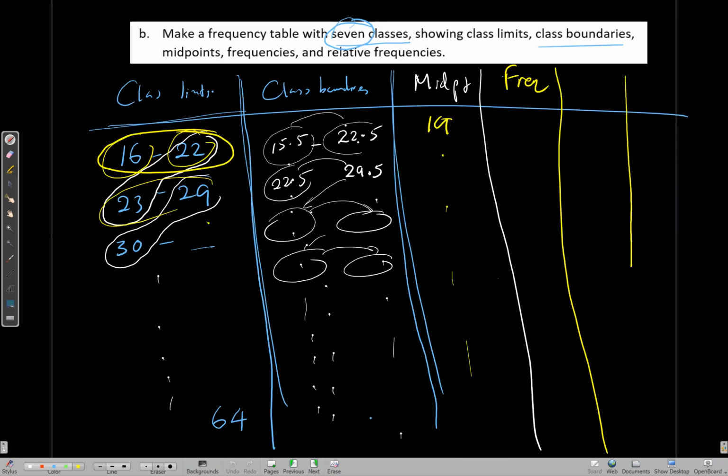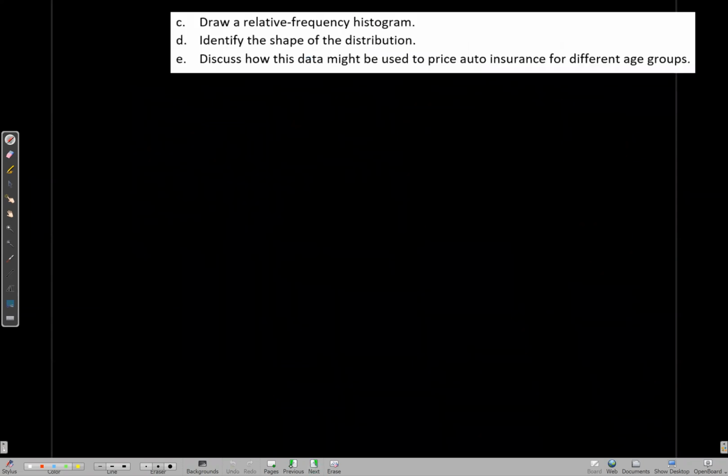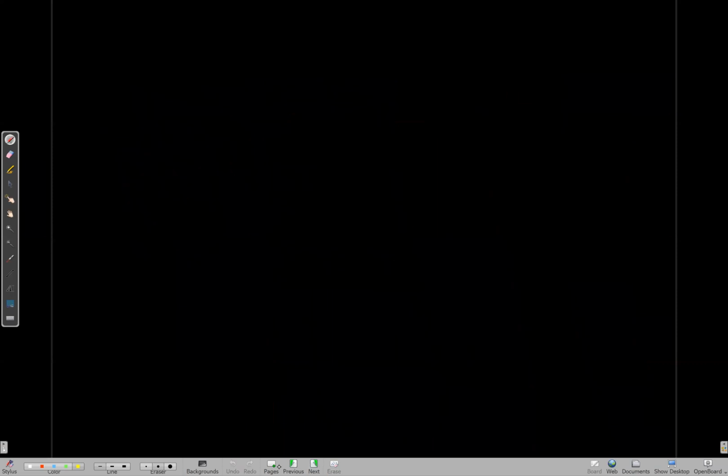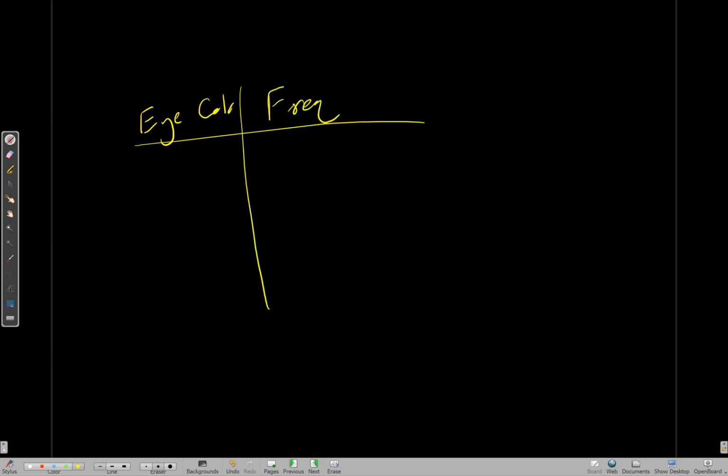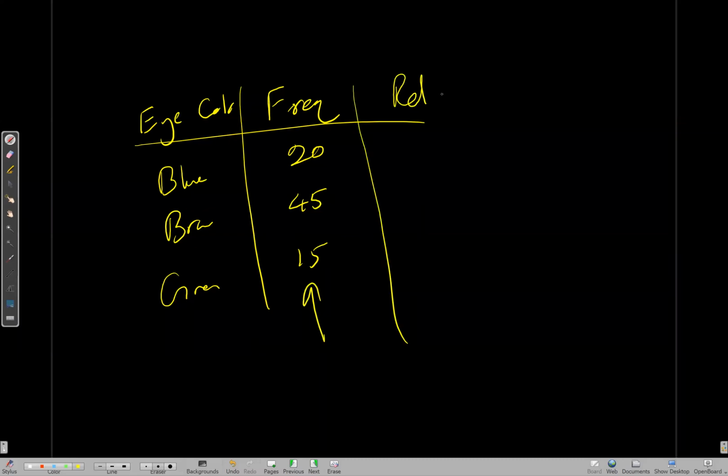And what is the relative frequency? Now, let me give a simple example and teach you relative frequency. So let's say I ask my students about eye color and frequency, and let's say we have blue, brown, and green. Let's say I have 20 students, 45 students, and 15 students. But this is frequency. Now, what is relative frequency?